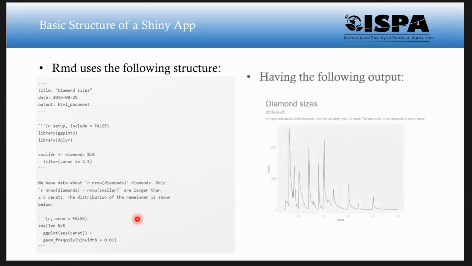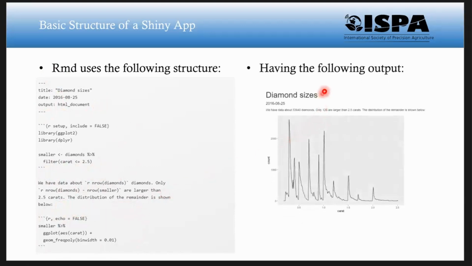The output of this will be like this. Here you have a title, the date, the text that we see in this part, and this chunk of code, you generate a plot that will be shown in the document, be it a Word, a PDF, or an HTML.